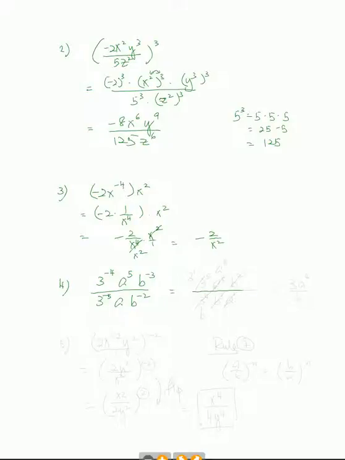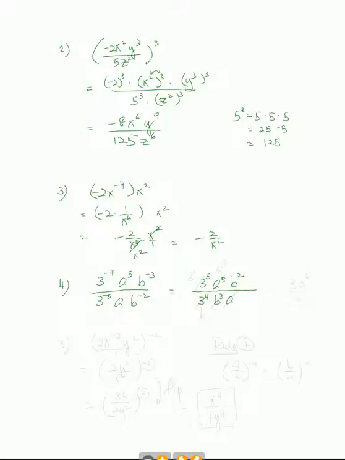So with that said, let's go down the line. 3 to the negative 4 is brought to the bottom. A to the 5th stays on top. B to the negative 3 goes to the bottom as b cubed. 3 to the negative 5 goes to the top as 3 to the 5th power. A in this case means the exponent is 1, so it stays at the bottom, and the b to the negative 2 goes to the top. Okay, so there you have it. You've moved all the terms, and you've turned all the exponents to positive exponents.